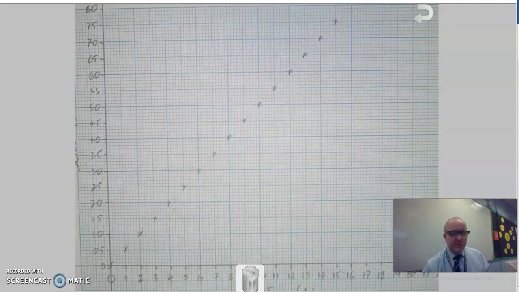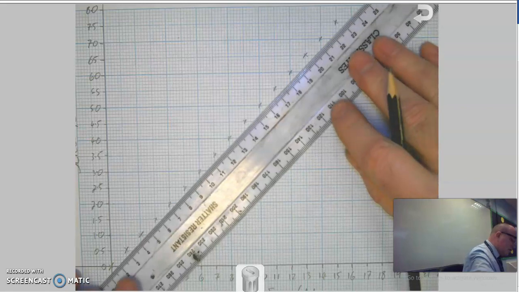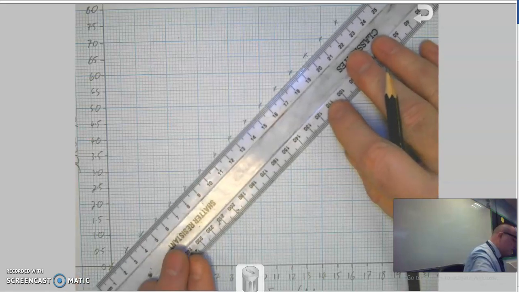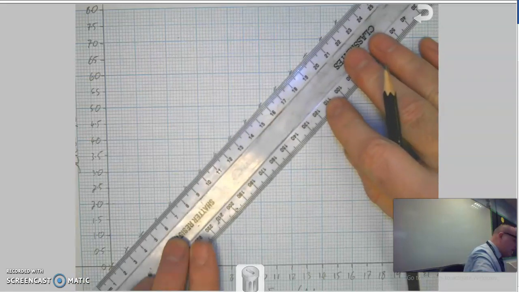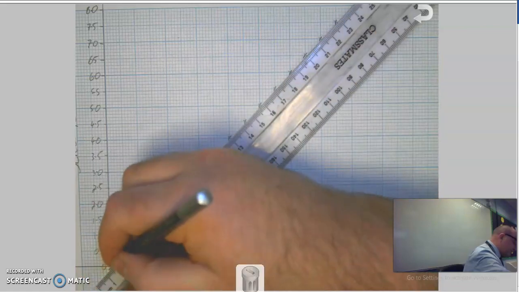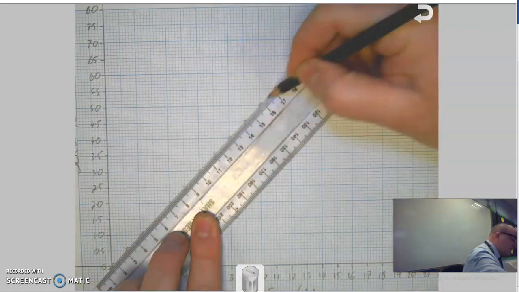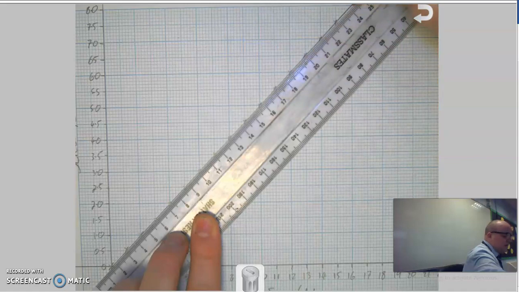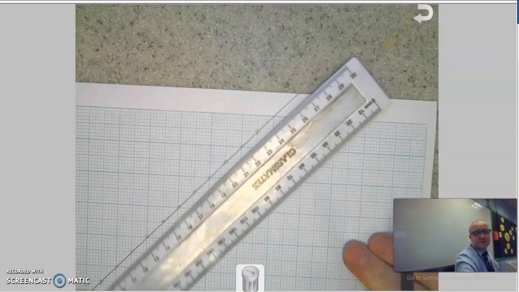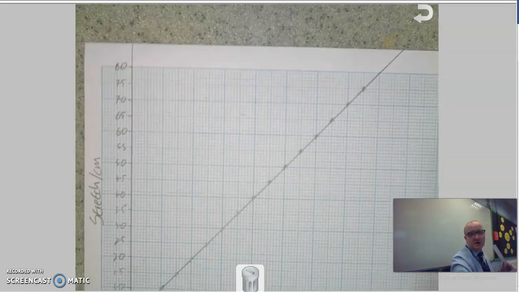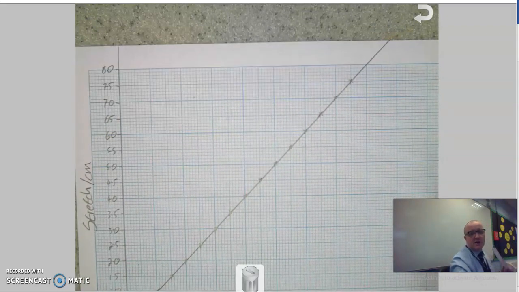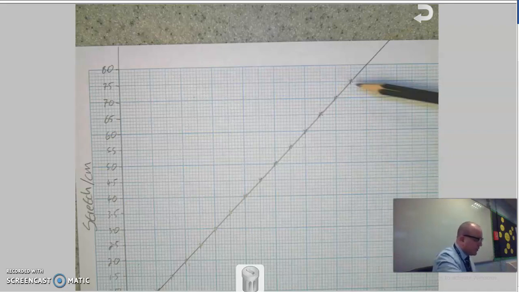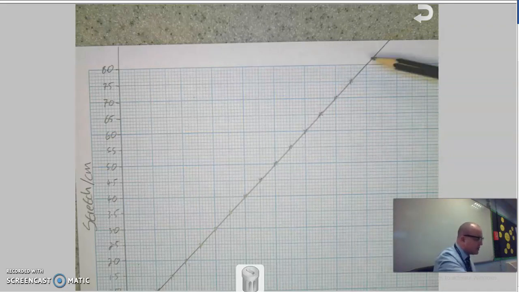So what I'm going to do is take my ruler. I'm going to place my ruler on my graph, and I'm just going to draw a straight line through my points all the way up. Now you'll notice that I have gone beyond, if I just line it up so you can see it, I've gone beyond where I went up to. So I've gone beyond 15 newtons.